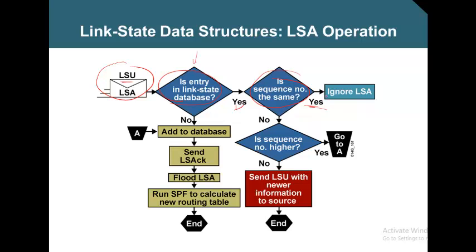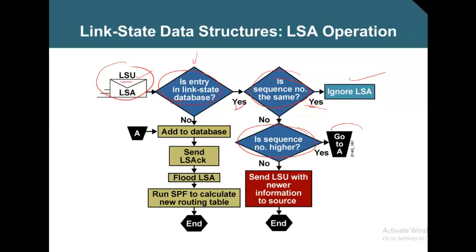If the incoming sequence number is higher, which means I have a lower, outdated one, what should I do? I should learn what is coming in. So go and add it to the database if the sequence number of the incoming update is higher.